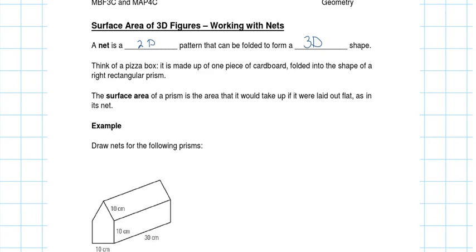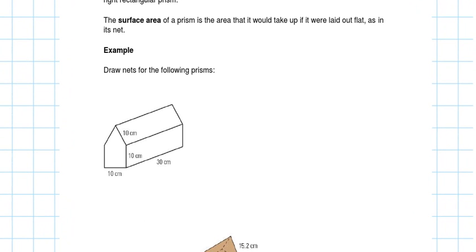Just so you guys know, I'm very bad at drawing, okay? So if this looks like an alien, it's just because I can't draw. Okay, so if the question is asking you to draw the net of the following prism, what do you see here? A rectangle. That's right.